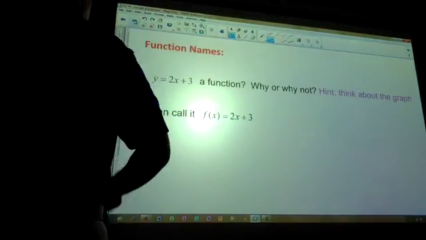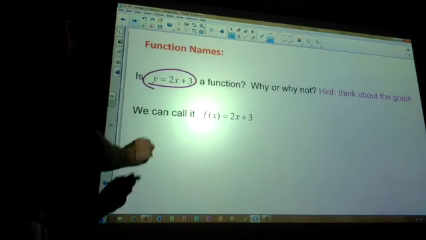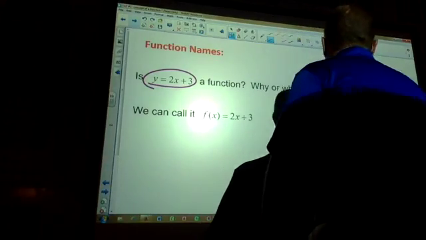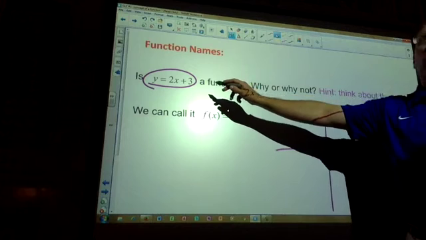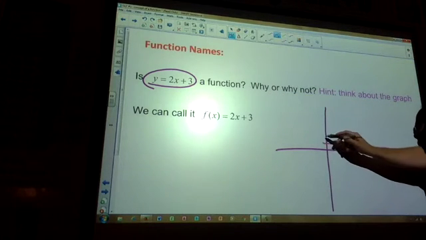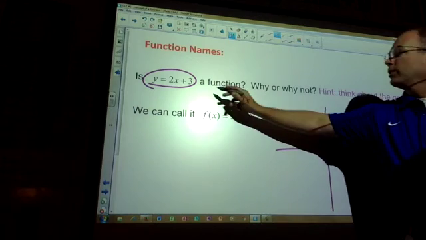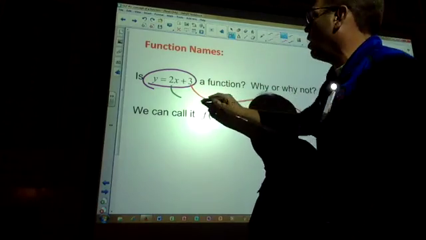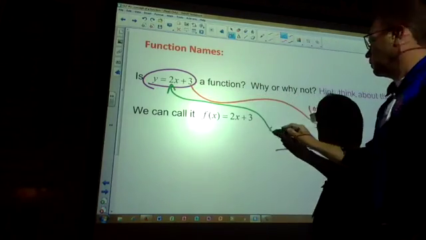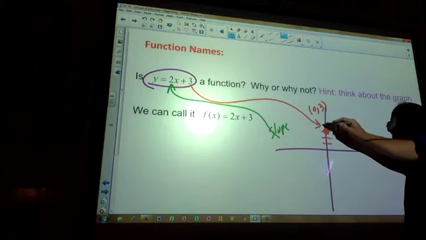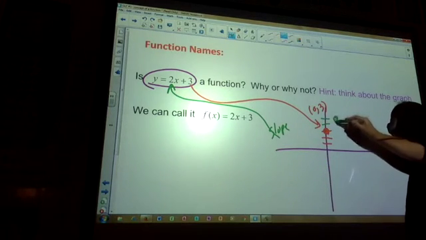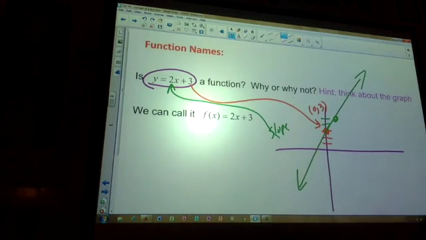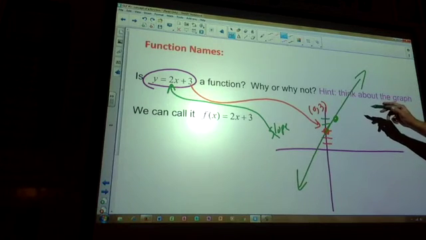All right. So is y equals 2x plus 3 a function? Okay, let's think about what the graph looks like. Where would this cross the y-axis? It starts at 3. This 3 is that 3. Agreed? This is my slope, 2 over 1. From this point, I'm going to go up 2, right 1. Two points make a straight line. Is this a function? Yes, it is.